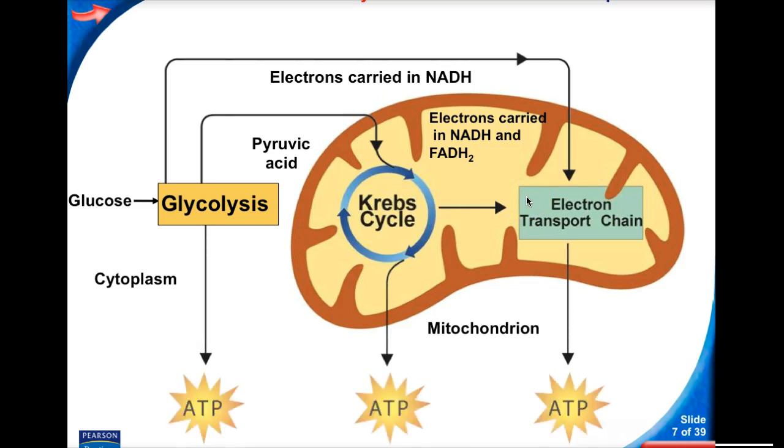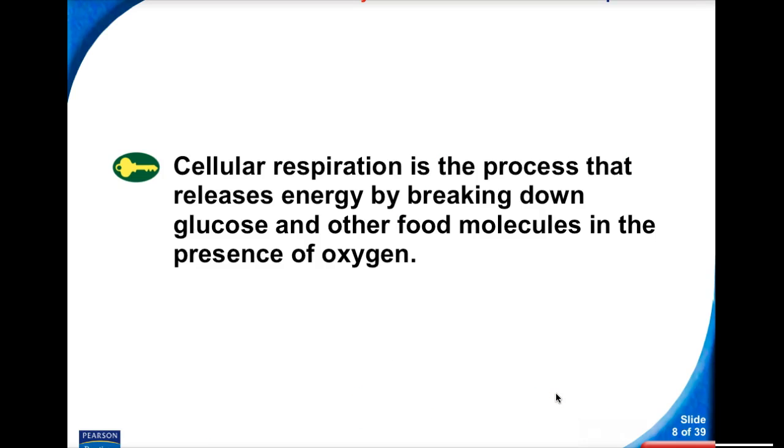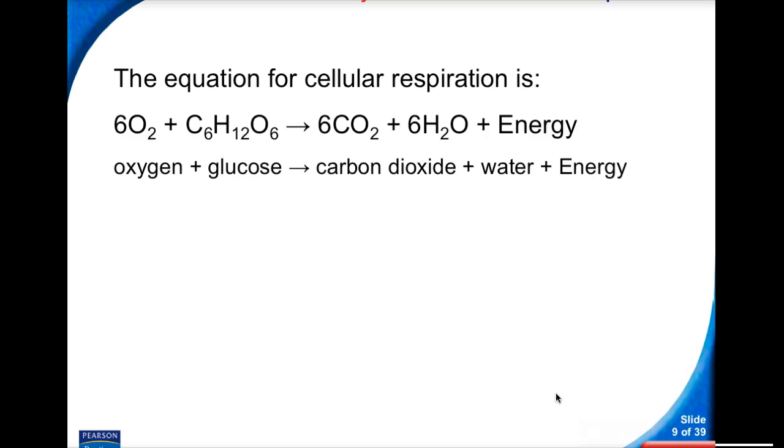So here you can see it. Glycolysis will come through. You get out a little bit of ATP. You do get out a little bit of ATP from the Krebs cycle, but the bulk of your ATP production is going to come out of the electron transport chain. So defining cell respiration, cellular respiration is the process that releases energy by breaking down glucose and other food molecules in the presence of oxygen.